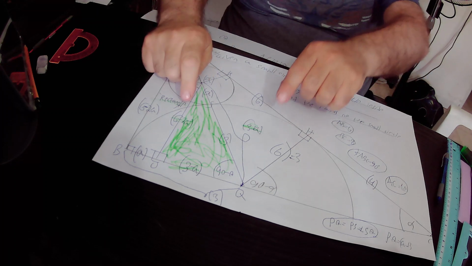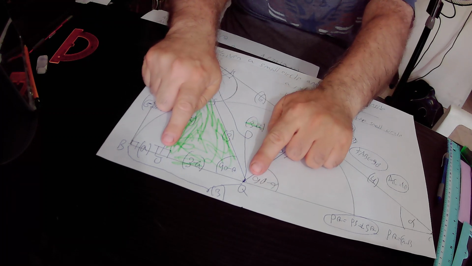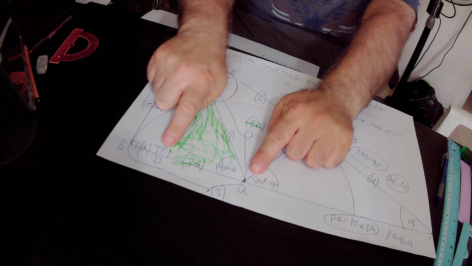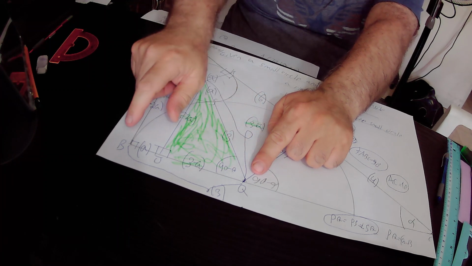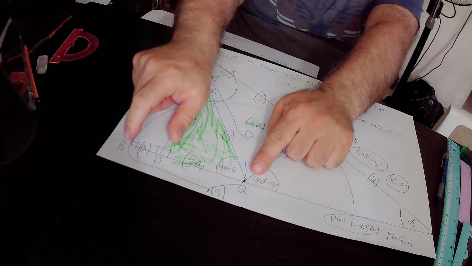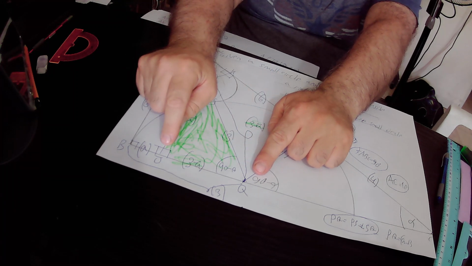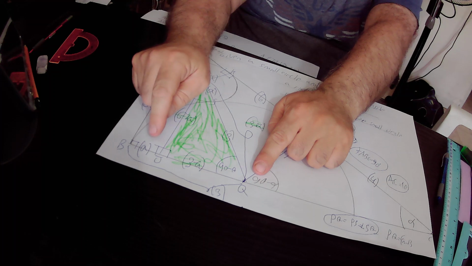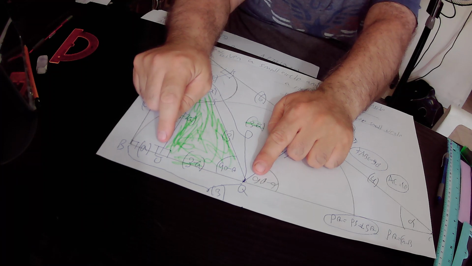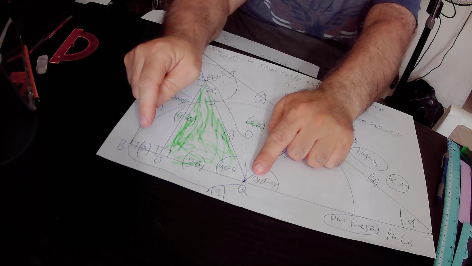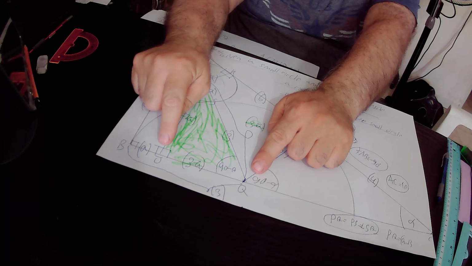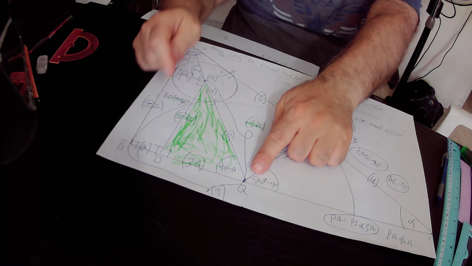What is the length of the missing side JQ? From the drawing, it is very easy to see that JQ equals BQ minus BJ. So JQ equals BQ, that is 3, the radius of the semicircle, minus BJ, that is A. So in total, JQ equals 3 minus A.